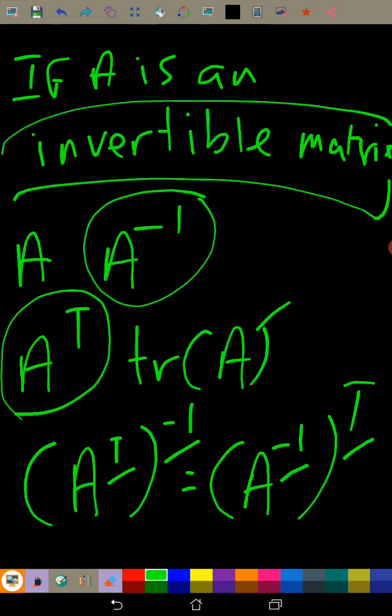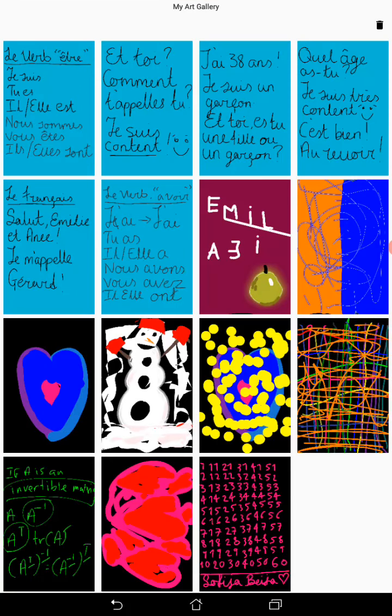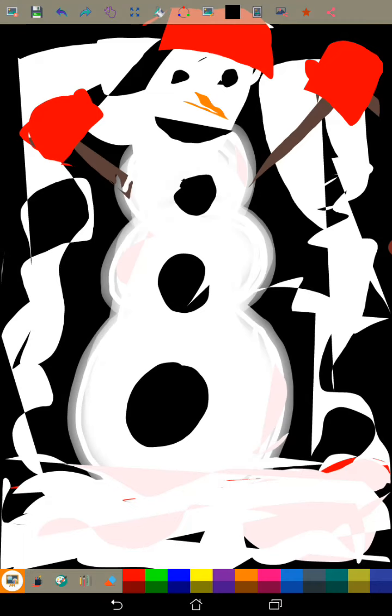Okay, so these are properties. I think that if you practice a lot, mathematics is also about practicing a lot. That's what a teacher told me once. It's okay. This is nice. This is very nice. Yeah, I like it.